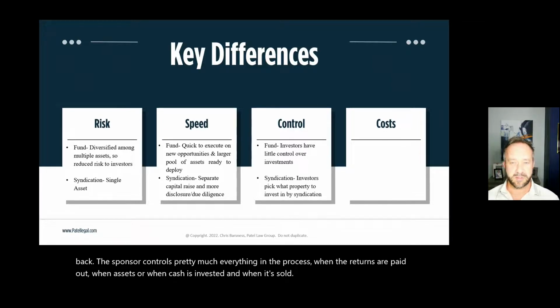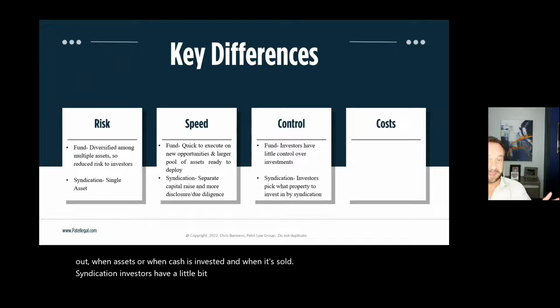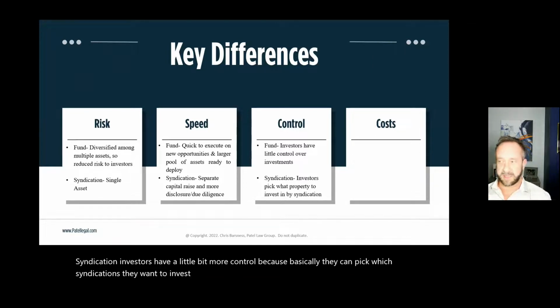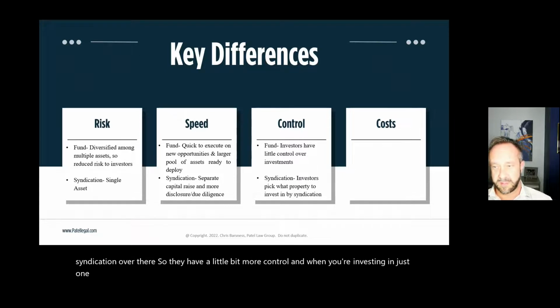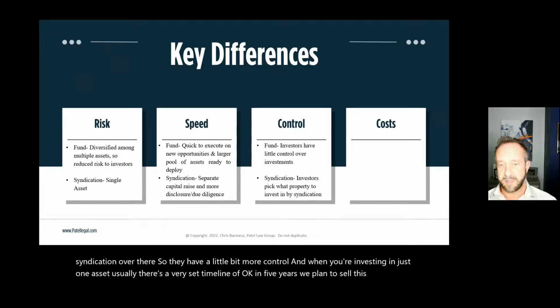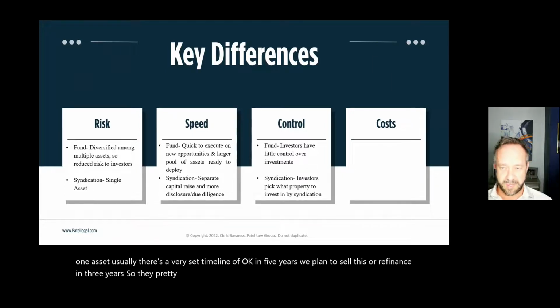In a syndication, investors have a little bit more control because they can pick which syndications they want to invest in by property. I like that property, I'll invest in that syndication over there. So they have a little bit more control. And when you're investing in just one asset, usually there's a very set timeline of, okay, in 5 years we plan to sell this, or refinance in 3 years. So they pretty much know, in general, the time frame when they'll get their money out.